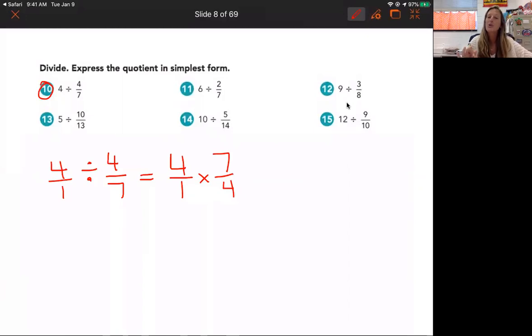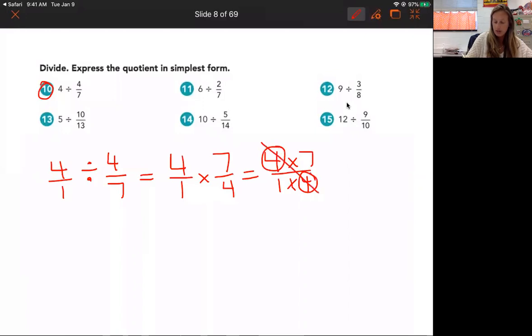This right here is a great time to practice your cross cancellation if you know how to do it. We're going to go over that in class. But if anything in your numerator, when you're multiplying, because this is the same thing as 4 times 7 over 1 times 4, if anything in your numerator cancels out with anything in your denominator, it can be simplified. You can just cross cancel those out. So my answer is going to be 7 over 1.